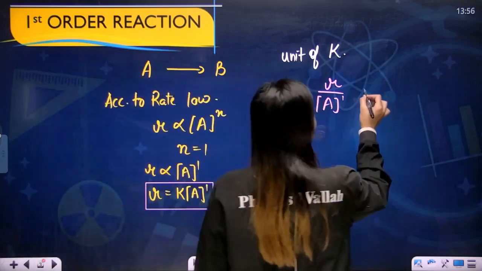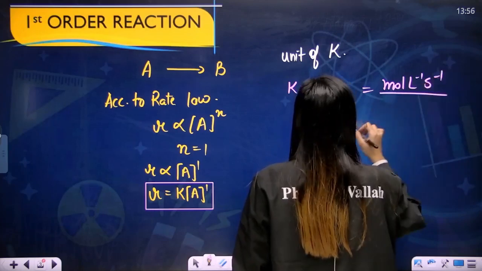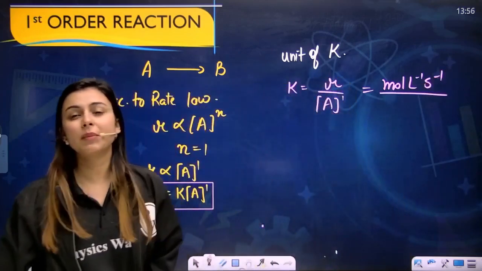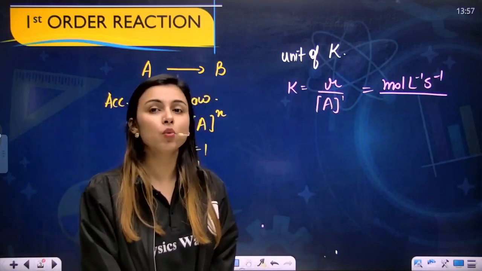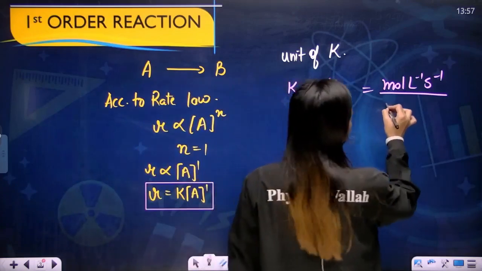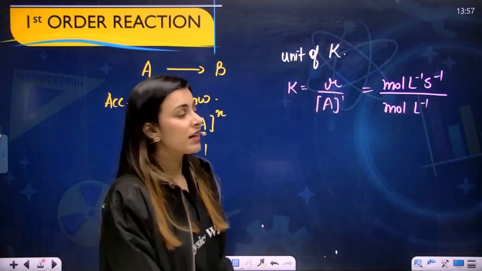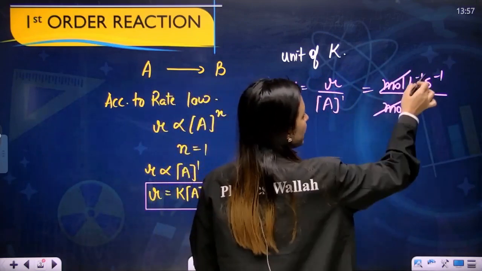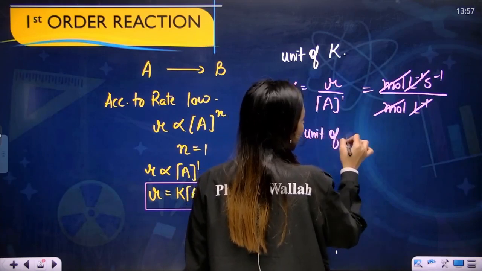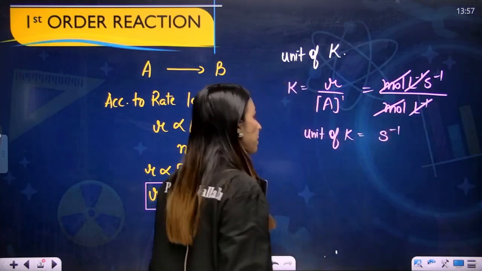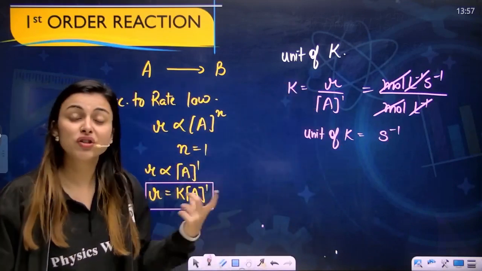The unit of rate is mole per liter per second, divided by the concentration unit. My dear students, concentration is always molarity, and the unit of molarity is mole liter inverse. If we talk about the units, mole will be cancelled by mole and liter inverse will be cancelled by liter inverse. So the unit of K that came out is second inverse. This is the unit that we calculated from the rate law we just derived, right?